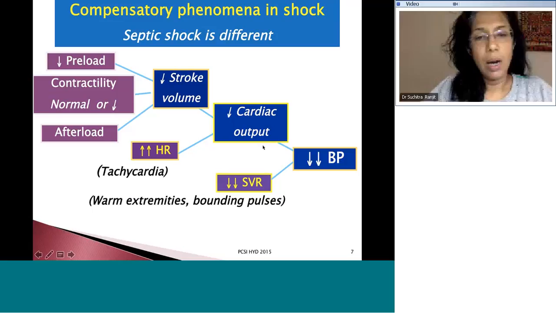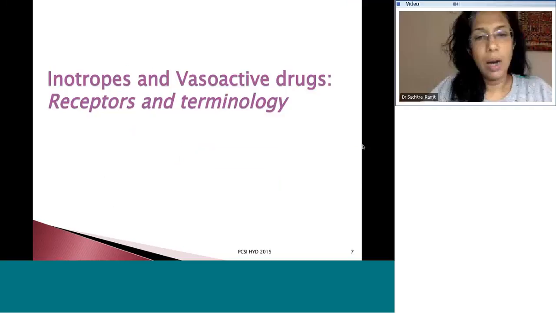So you'd find a patient with tachycardia, with warm extremities, bounding pulses, and usually a low blood pressure. Or sometimes, if the heart is contractile, you'll find that systolic blood pressure is high and the diastolic BP is low.